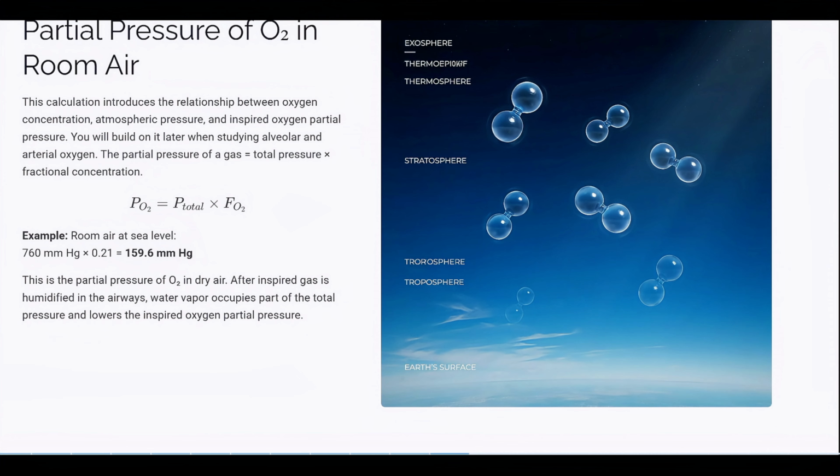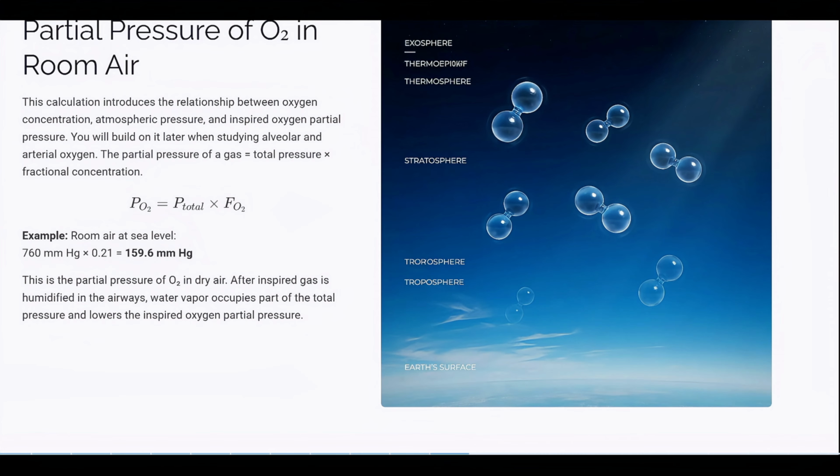And that actually matters when I said dry air. The moment gas enters the airway, it gets warmed and humidified. And remember, water vapor is a gas too, and it takes up part of the total pressure, which means oxygen's share drops a little. And we'll run that version a little later.